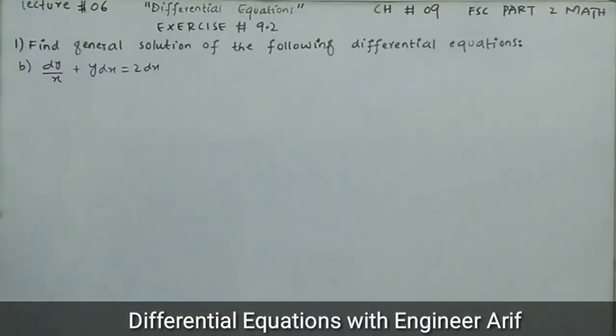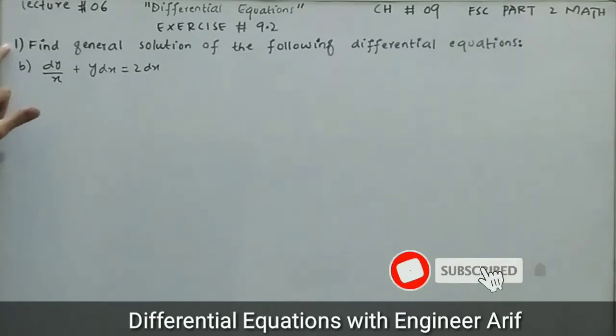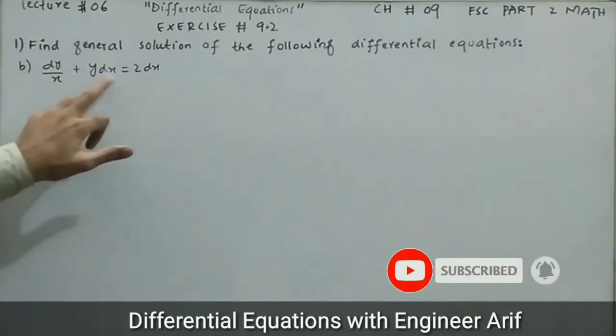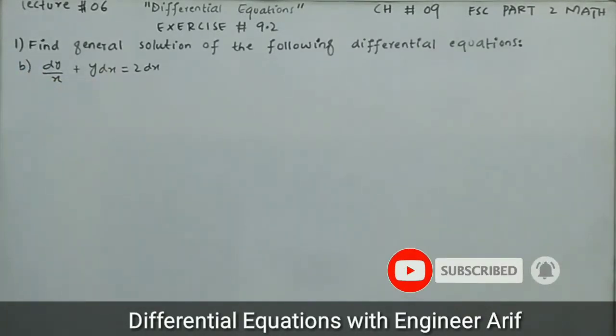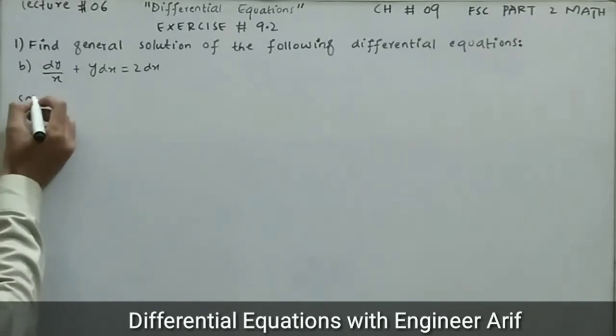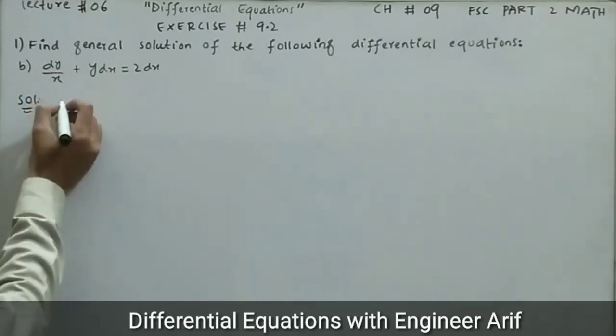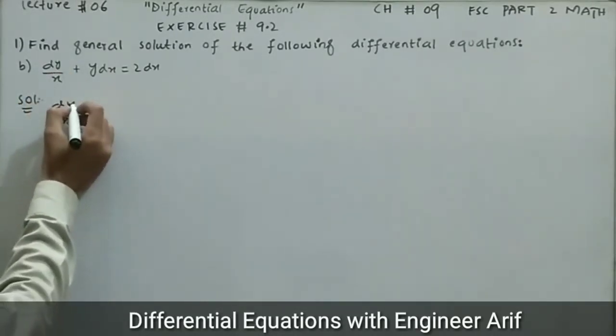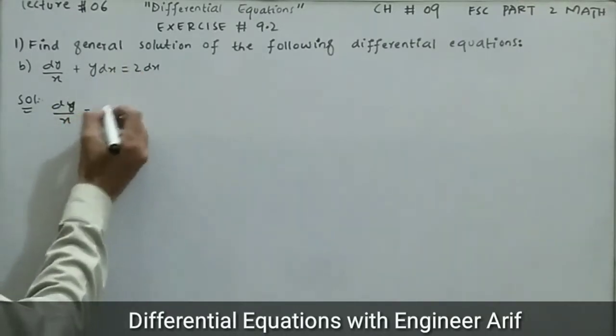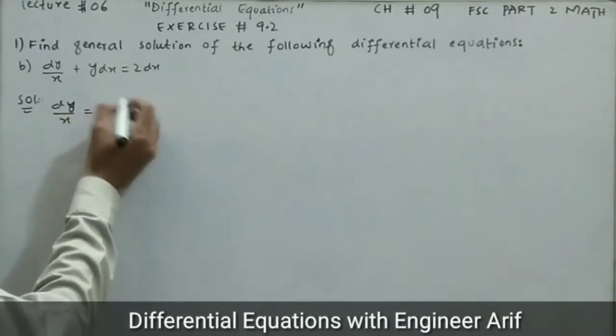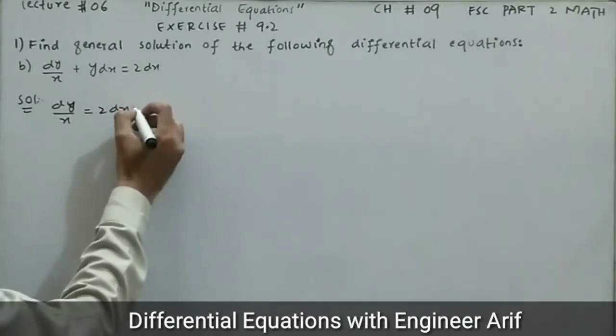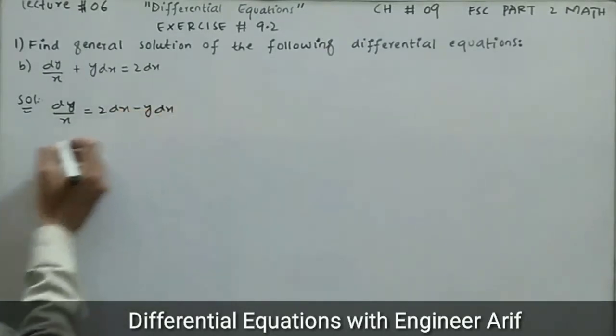Now let's understand the next part, part number b of the same question number 1. dy over x plus y dx is equal to 2dx. Let's move toward the solution of this part number b. So taking dy divided by x as it is, and shifting y dx to the right hand side, the 2 dx will come down as it is, and this is plus y dx, so by shifting to the right hand side it becomes negative y dx.